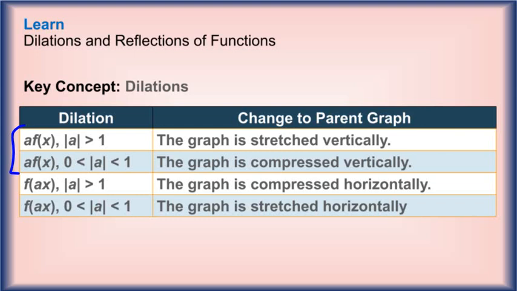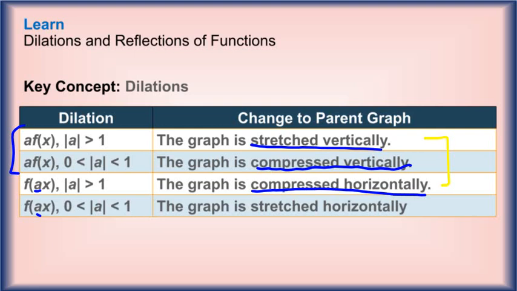So if it's affecting the y, and a is the coefficient in front of your x, if the absolute value is greater than 1, it's going to be a stretch vertically. If it's between 1 and 0, it's compressed vertically. If the a is on the inside of parentheses or brackets, the absolute value is greater than 1, then it'd be compressed horizontally. Now, just to be clear, stretched vertically and compressed horizontally, the graphs are going to look identical.